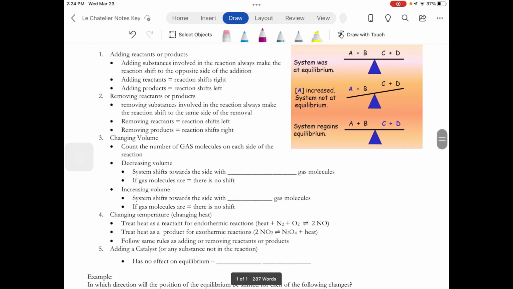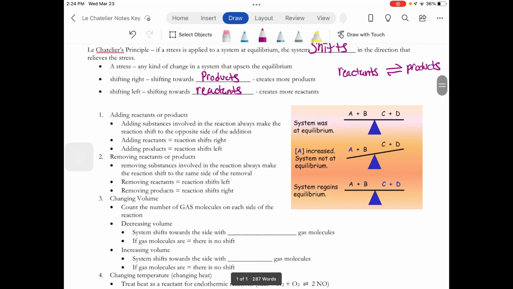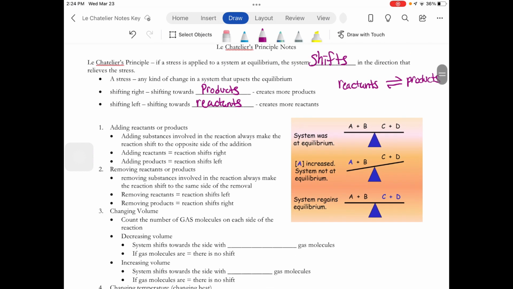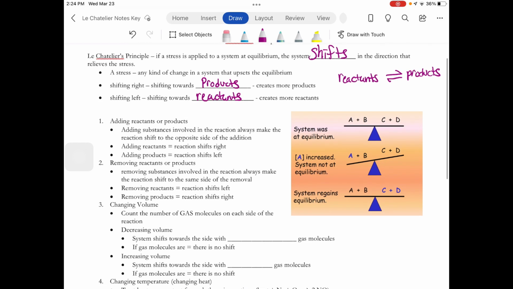So these are 5 different ways we can add a stress to a system that's at equilibrium. If you add reactants or products, substances involved in the reaction, it always makes the reaction shift to the opposite side of the addition. So if you add reactants, the reaction is going to shift to the right. If you add products, it will shift to the left.